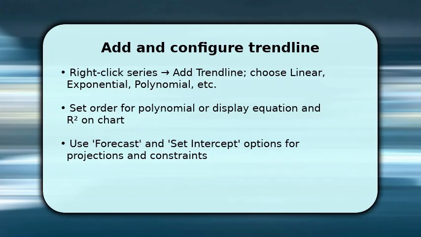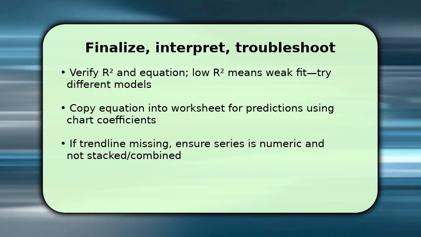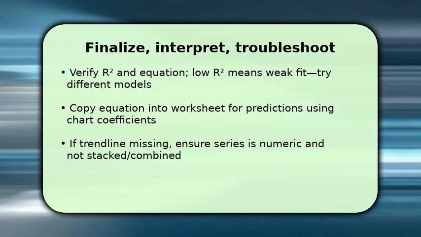You finish by confirming the R-squared and equation to interpret how well the trend line matches your data. A low R-squared suggests you should try a different model or transform variables. Once satisfied, copy the trendline equation into cells so you can compute predicted values directly.